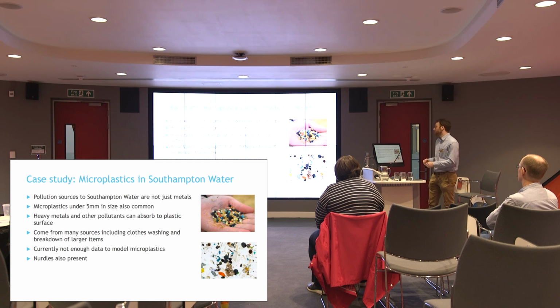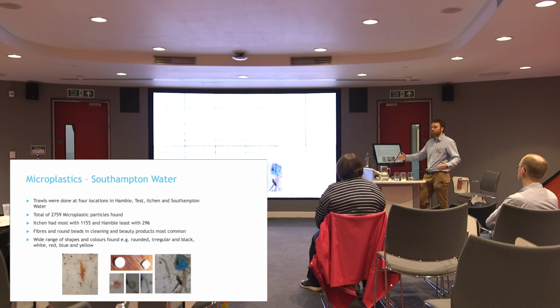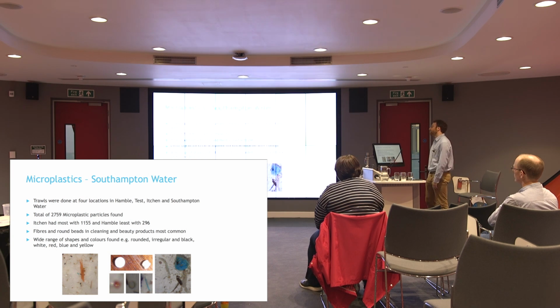Within Southampton Water, 4 plankton trawls were done in each of the estuaries, the Hamble, Test and Itchen in Southampton Water. These were carried out with a trawl 5 minutes downstream and a trawl 5 minutes upstream, so a very small section of the estuary was sampled. A total of 2,759 microplastic particles were found within the trawls in all rivers, with the most being found on the River Itchen with 1,155, and then the Hamble with 296.